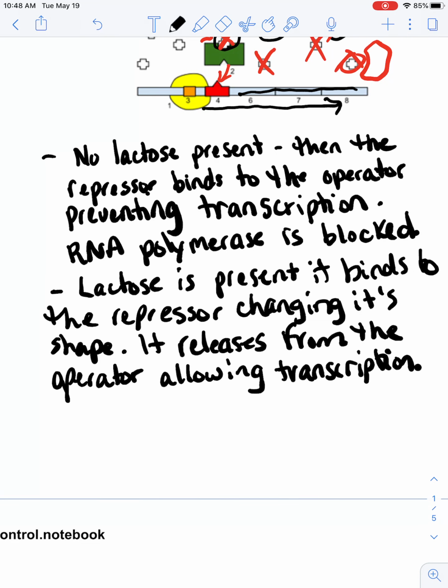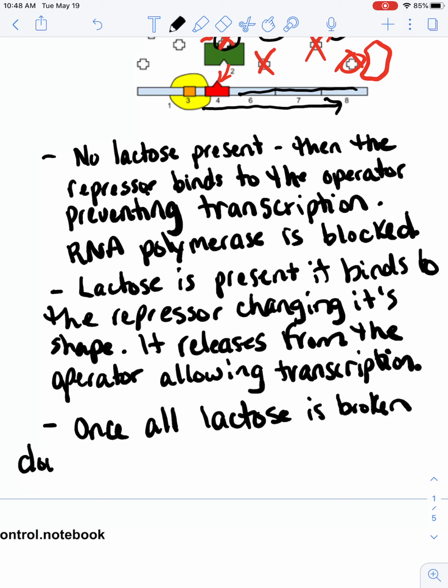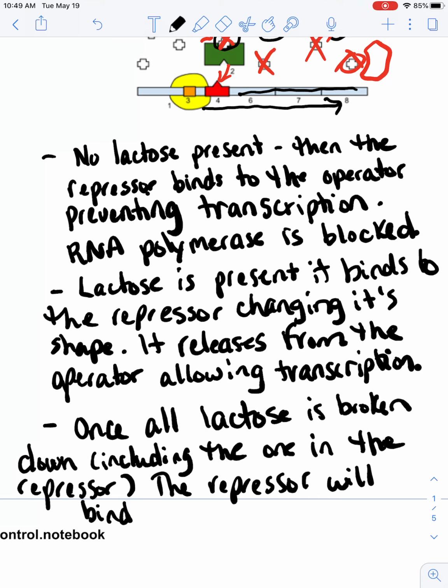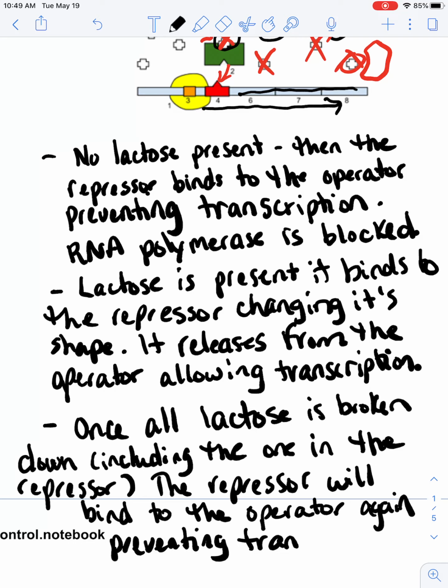So once all the lactose is broken down, including the one in the repressor, the repressor will bind to the operator again, preventing transcription. So hopefully you understand that, but that little simulation should really help.